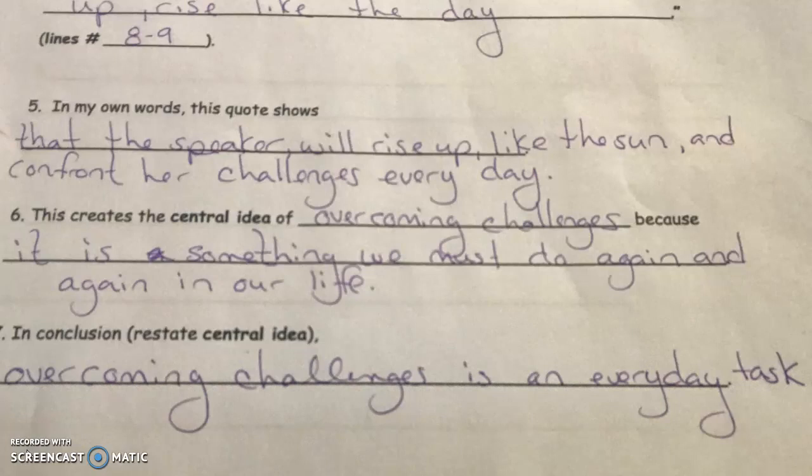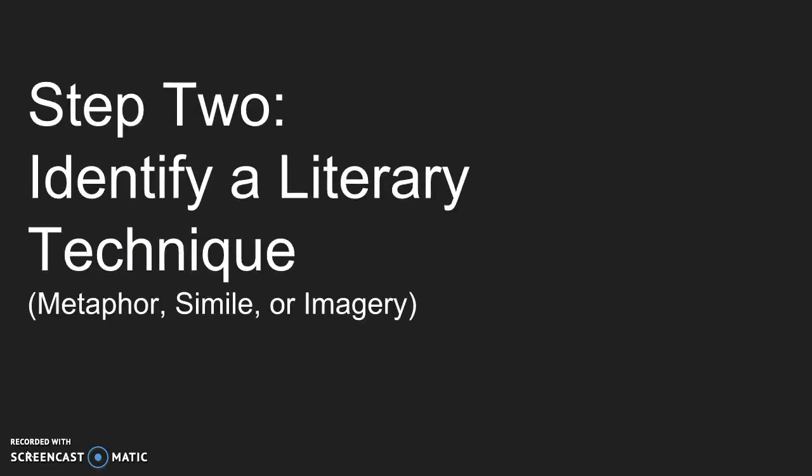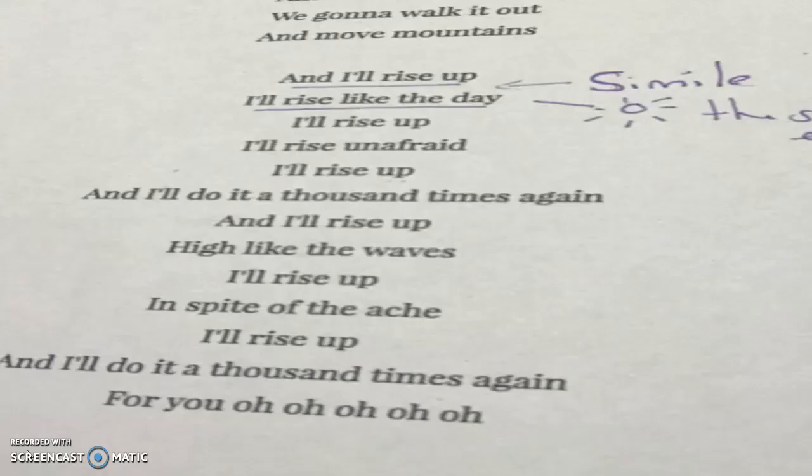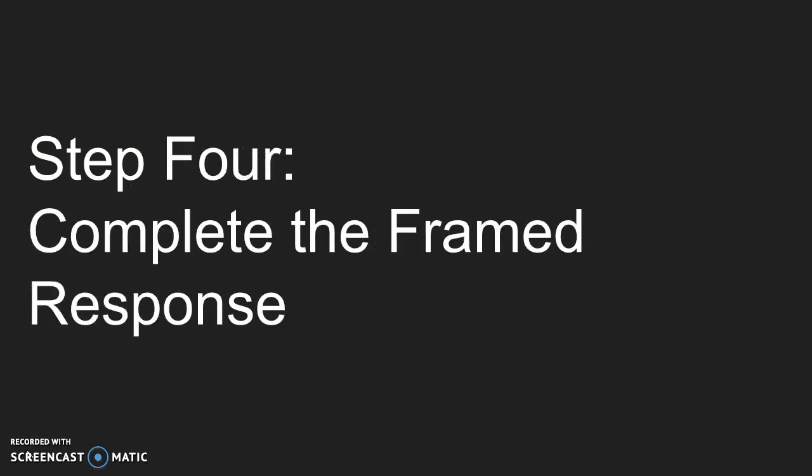So, this is one way to organize your writing around a literary technique. Remember step 1, reread your poem. Step 2, identify a literary technique from your poem, metaphor, simile, or imagery. Step 3, think and discuss with your group, what does it mean? Step 4, complete the framed response.